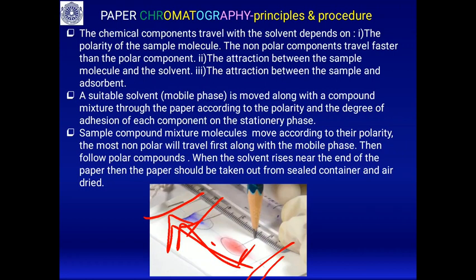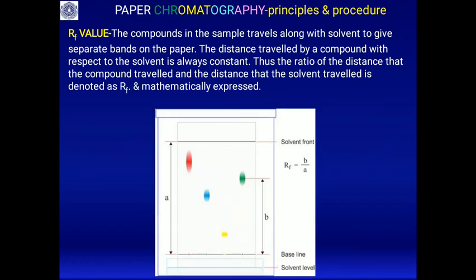Then we have to take it out from the chromatographic chamber and dry it, and we have to use some suitable solvent to view the different colors. So, what is the RF value here? The compounds in the sample travel along the solvent to give separate bands on the paper. You will see here, there is a yellow, then different bands you will find. So, this depends on the migration rate of the different components.